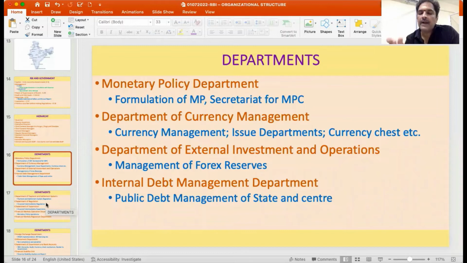Then the public debt management of the states and the central government is handled by the Internal Debt Management Department. So it gives notifications whenever a new loan is floated. It decides the cutoff, it allots the loans, issue of loans, etc. And any switching of loans, repayment, etc., will be handled by the Internal Debt Management Department.